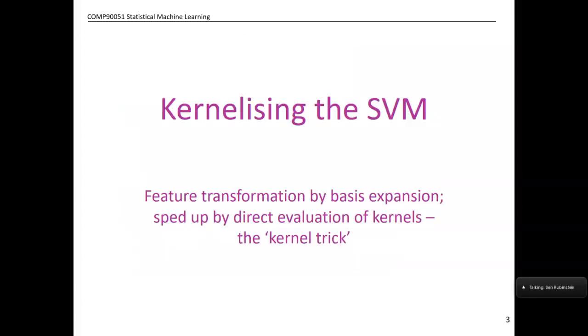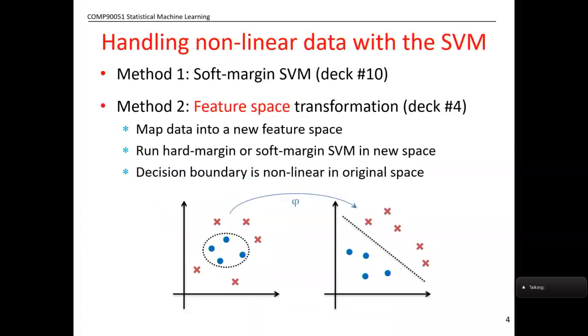Okay. So the first step is to make the SVM more nonlinear still. In the last deck, I said it doesn't have to be linear. The SVM will run for nonlinear data, but the model itself is still linear in the original space. So it's still a linear method, right?